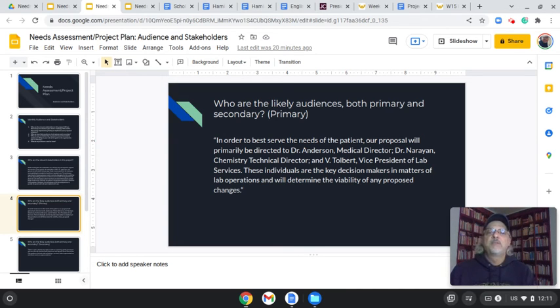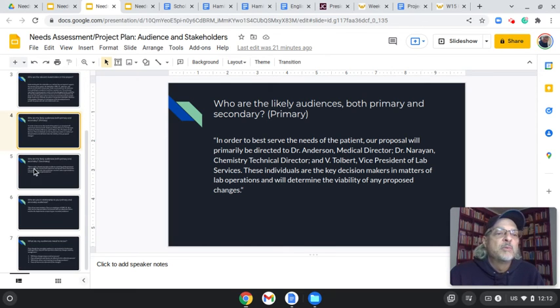In order to best serve the needs of the patient, our proposal will primarily be directed to, and now we're talking about very specific people. So while the patients are ultimately the greatest stakeholders, the proposal itself would not be directed to them, though I'm sure the patients would obviously most certainly agree, right? But we've got to get in front of a decision maker. So they found the very specific person to whom this would be presented: the key decision makers in matters of lab operations, who determine viability of any proposal.